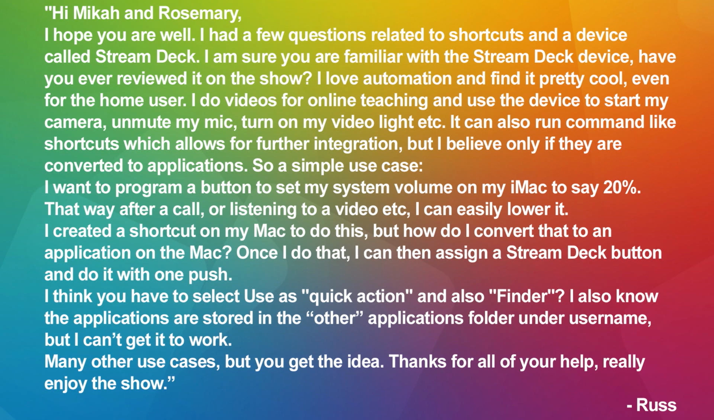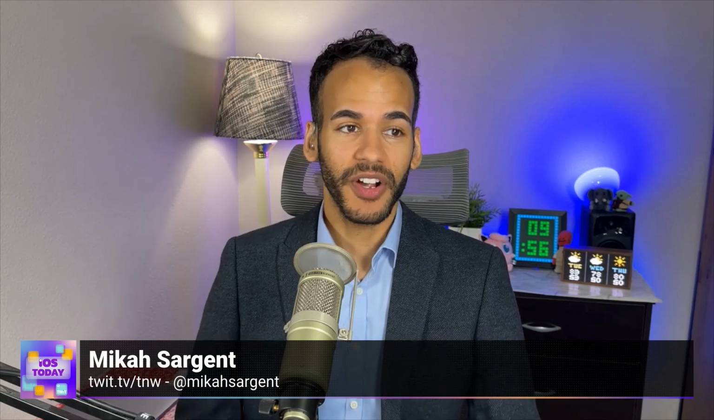I want to program a button to set my system volume on my iMac to, say, 20%. That way, after a call or listening to a video, I can easily lower it. I created a shortcut on my Mac to do this, but how do I convert that to an application on the Mac? Once I do that, I can then assign a Stream Deck button and do it with one push. I think you have to select Use as Quick Action and also Finder. I also know the applications are stored in the Other Applications folder under Username, but I can't get it to work. Many other use cases, but you get the idea. Thanks for all of your help. Really enjoy the show." And this is from Russ once again. So essentially, I think that there are two things here.